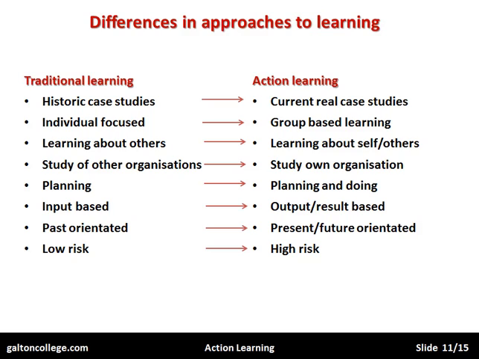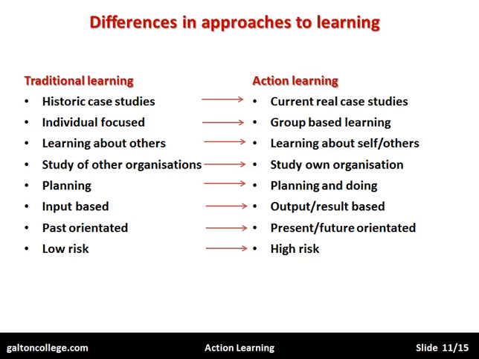On the action learning side, there is a problem within the business, let's say, and the manager or the operator, whoever it is, must try and fix that problem. There's no guarantee that they can. High risk. There's no guarantee they can fix it within a short space of time. So with action learning, there's a high risk.